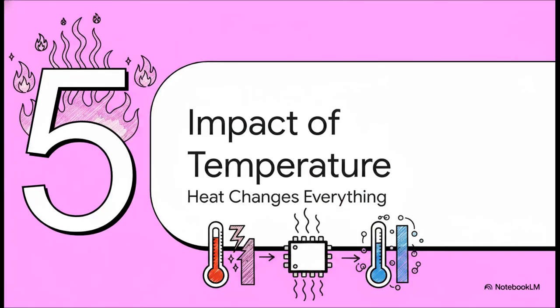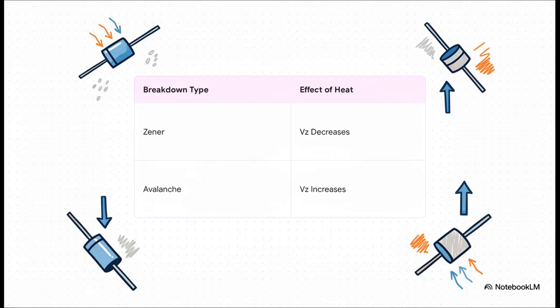Let's look at Section 5, the impact of temperature, because, well, heat changes everything. You really can't design reliable circuits without considering the environment, and heat completely rewrites the rules for these breakdowns. So when you increase the temperature around a Zener diode, its breakdown voltage actually goes down. Why? Well, heat is literally providing thermal energy. The temperature itself is doing half the work for you. It frees up electrons in that already thin depletion layer, meaning you need even less external voltage from your battery to trigger the breakdown. It becomes hyper-efficient.